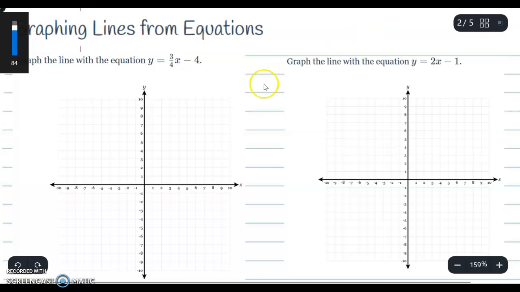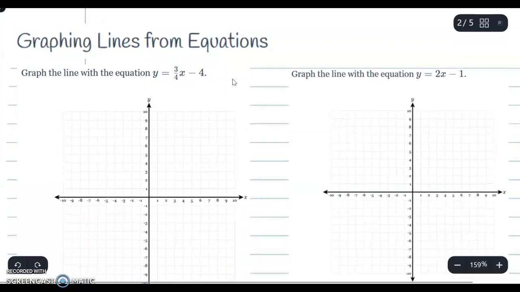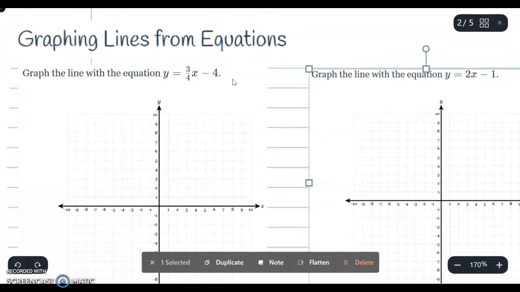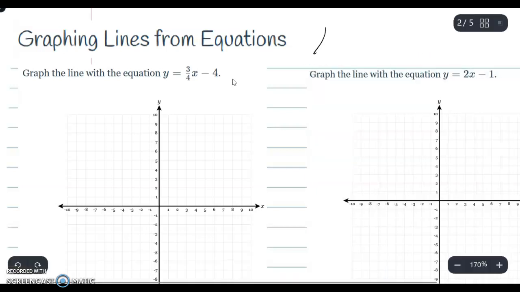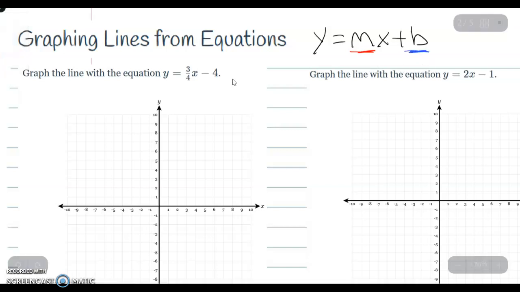Ware's videos, and today we're looking at graphing lines from equations. So let's take a look. Alright, so we're going to graph lines from equations, and here you have an equation. It's in slope-intercept form, okay? And that slope-intercept form is y is equal to mx plus b, okay? And we're going to take the slope and the y-intercept and use that to graph the line.